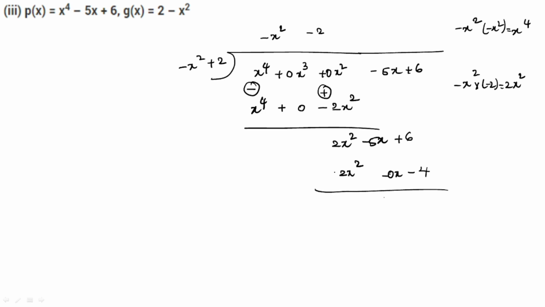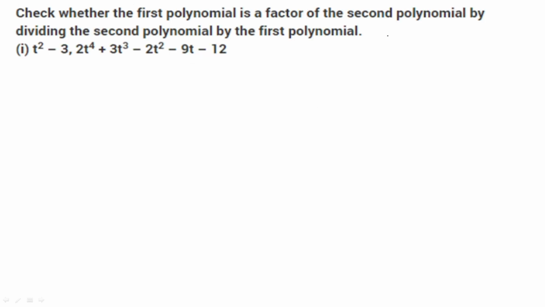It will become minus 4. So when you alter the signs, you will be left with a remainder of 10 and a quotient of minus x square minus 2. So this is how we use the division algorithm to verify the questions.